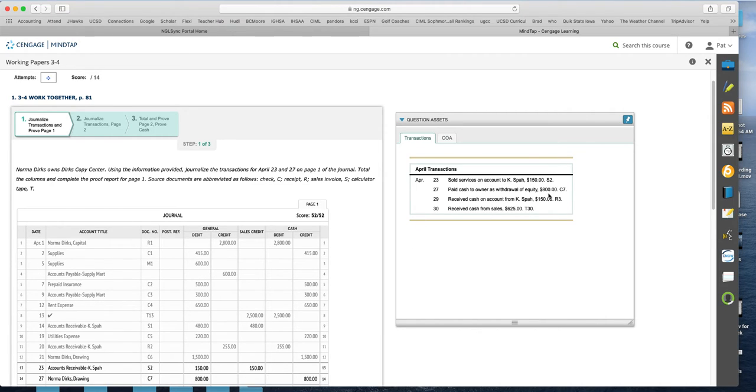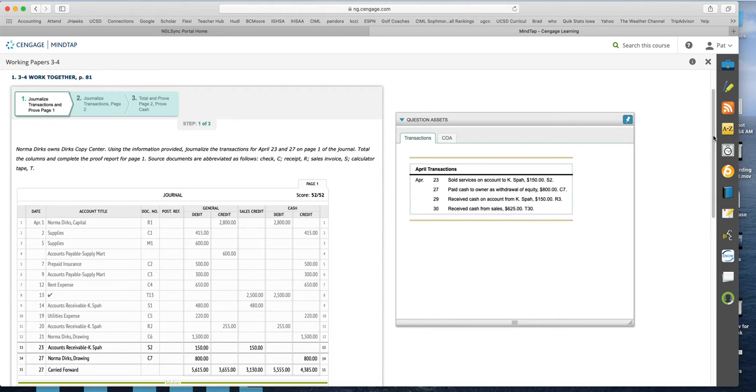The next one, paid cash to the owner, withdrawal of equity. Again, the 27th is the date. Norma Dirks is the company, so it's drawing. It says we paid cash, check, so we know it's a check 7, and we're going to do a cash credit here. So we got to create this entry for drawing. So that's the first two.